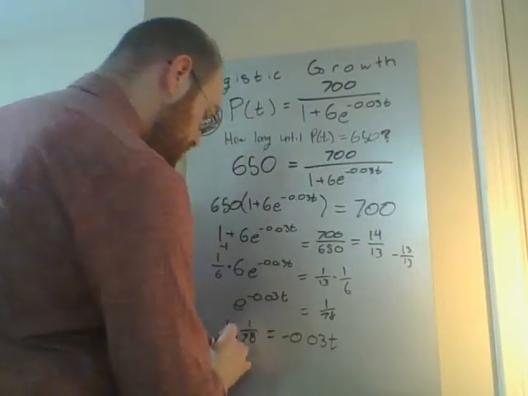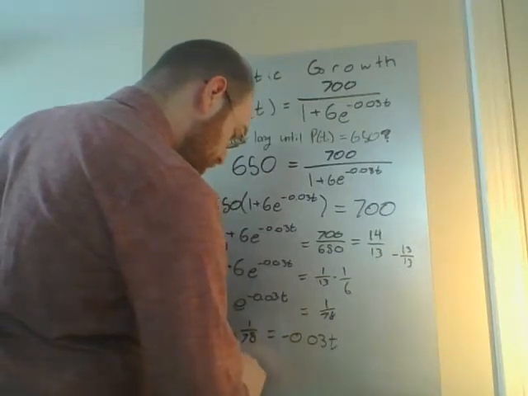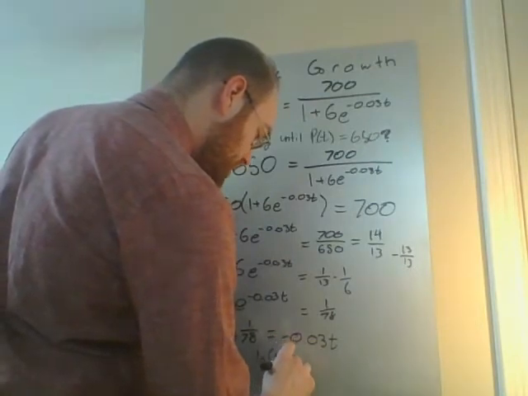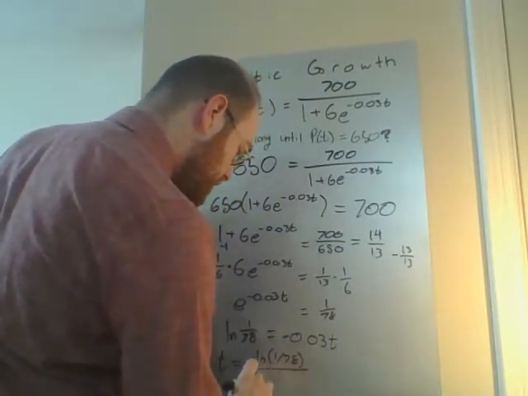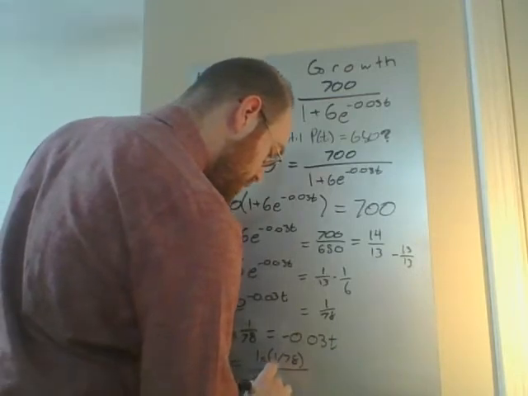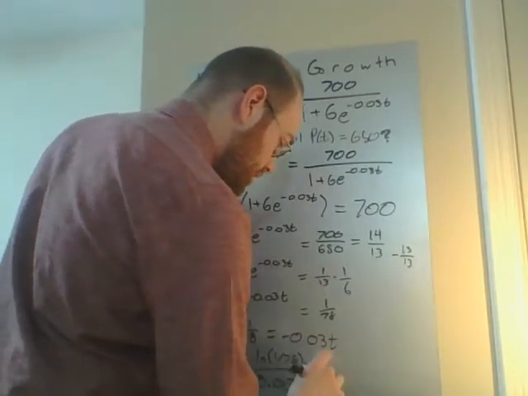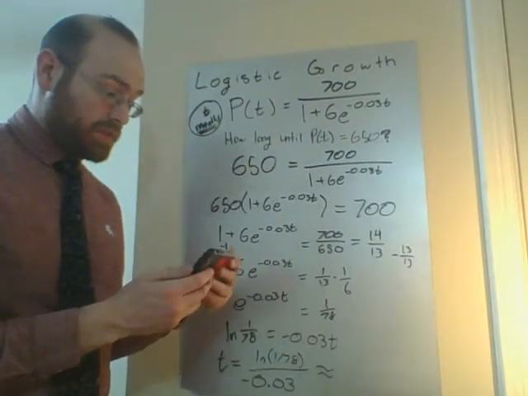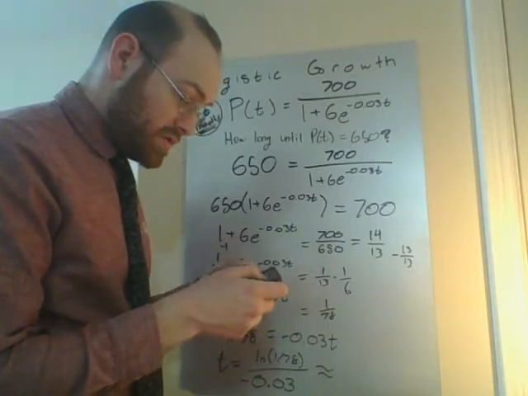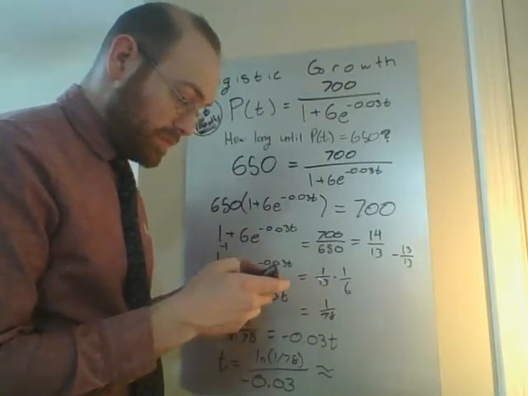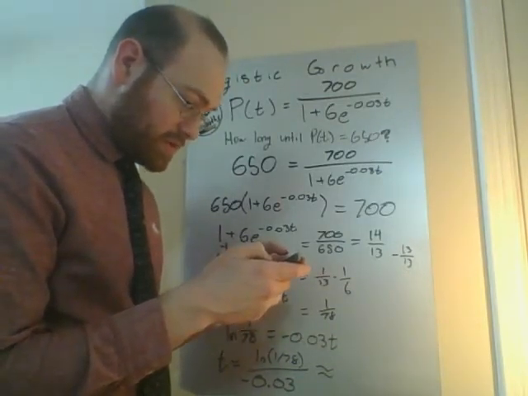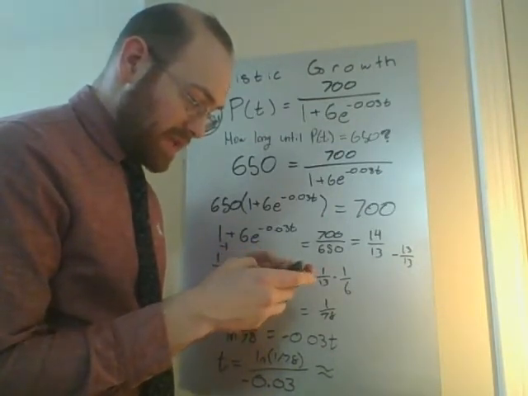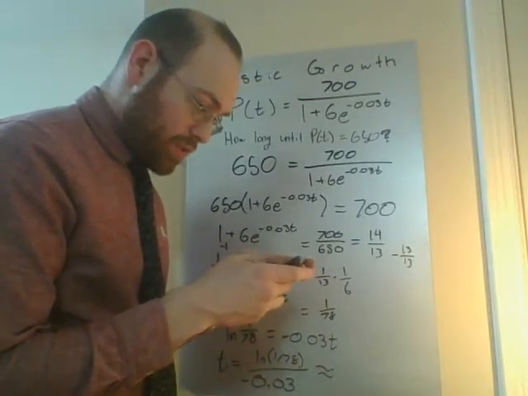And then we have to divide this, so t is equal to the natural log of 1 over 78, all divided by negative 0.03. And now, back to our handy-dandy calculator. I want to do 1 divided by 78. And then where's my natural log button? Right here. And then I get to divide this by negative 0.03.